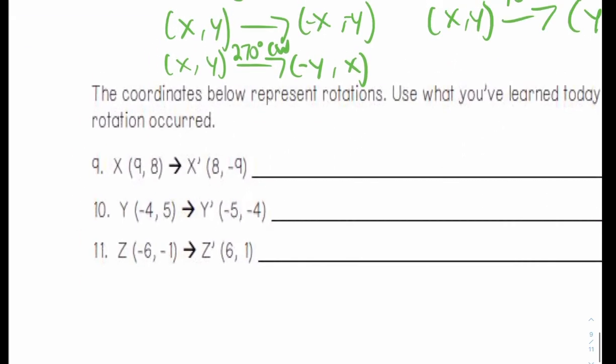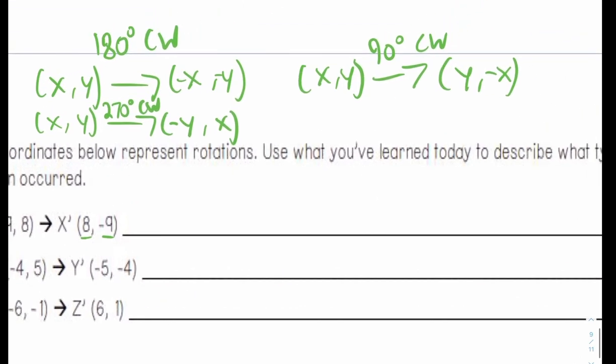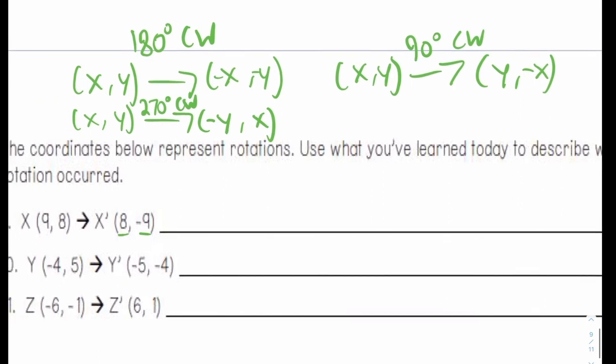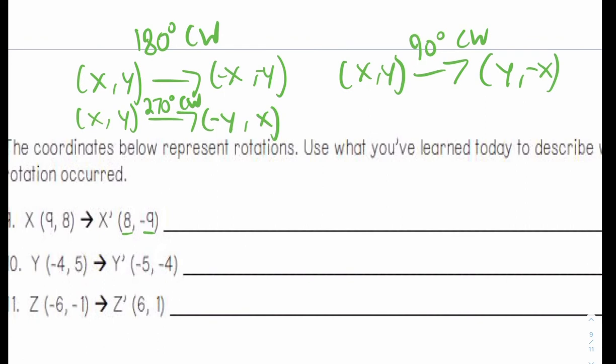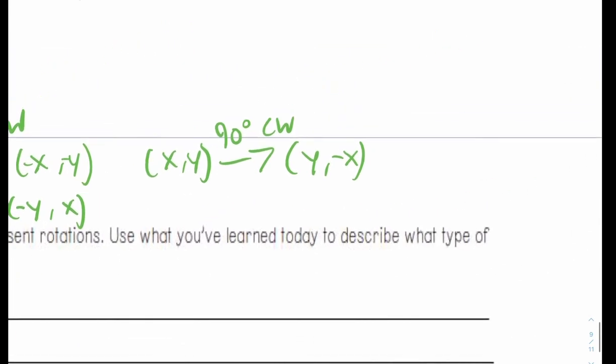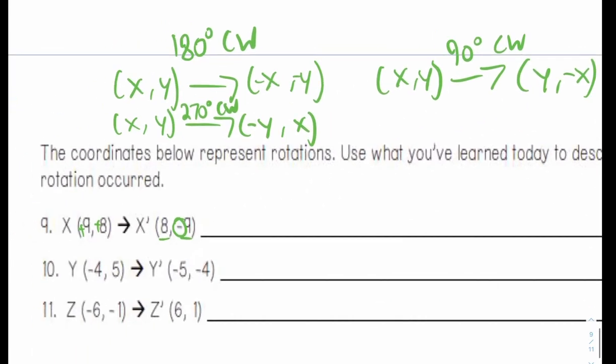We have 9, 8, but here we have 8, 9. So they switched, which means it's either going to be 90 or 270. Those are the only rotations that switch X and Y. But here they were both positive, and in the new one, only the new Y changed its sign, and that matches 90 degrees clockwise.